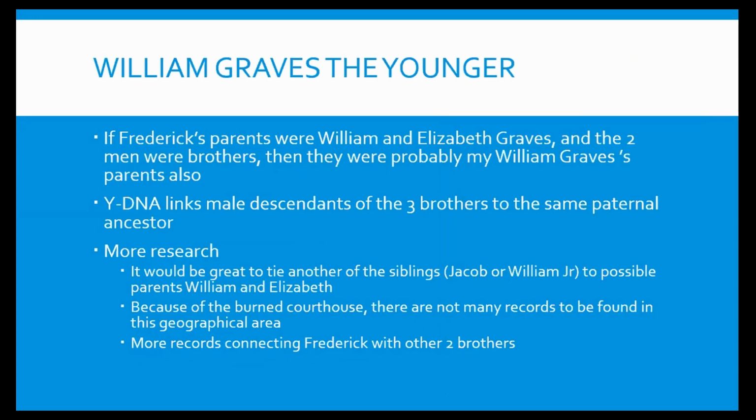We don't know. But I think we've proven that Frederick's father was William the older, and we've definitely shown that the two men, William the younger and Frederick, were probably brothers. They were definitely associated. And we also have done Y-DNA, which is another piece of evidence. We have DNA tested male descendants of the three brothers. So Frederick, Jacob, and William the younger, and they do match each other. So this would indicate they have a common paternal ancestor.